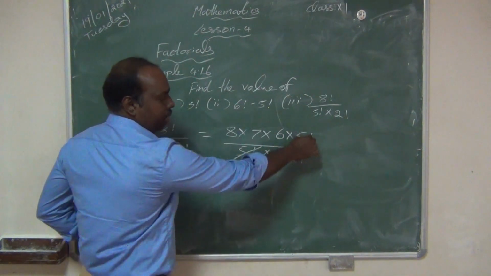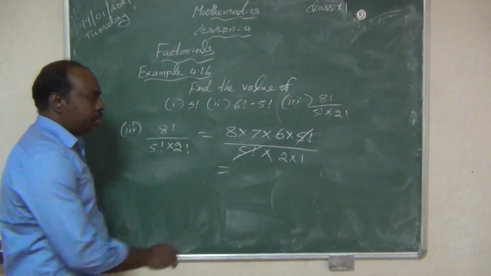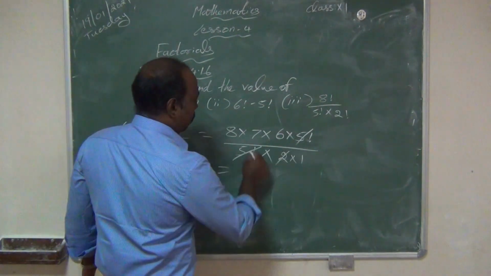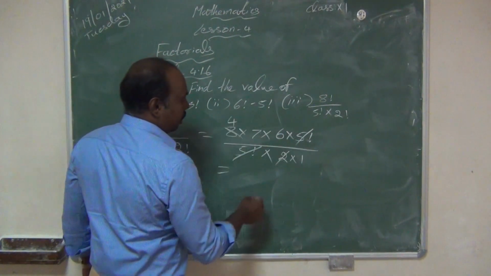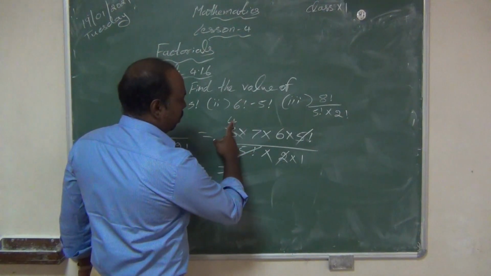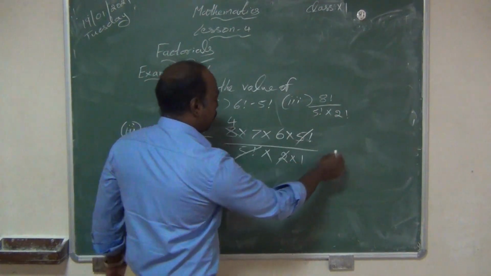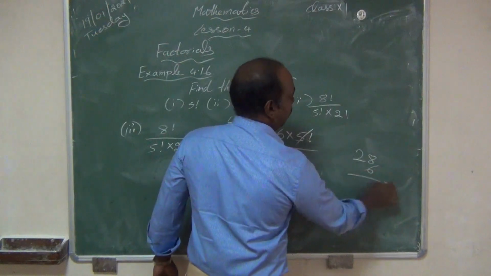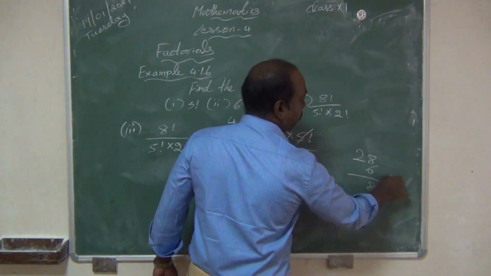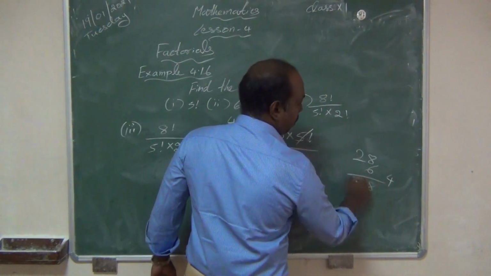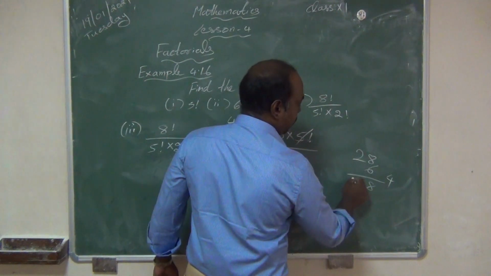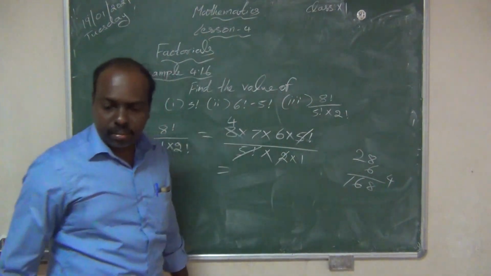Now 5 factorial gets cancelled. Remaining 2, how many times? 4 times. So here 4 sevens are 28. 28 into 6, 6 eights are 48, 4, 12, 12 plus 4, 60. The answer is 168.